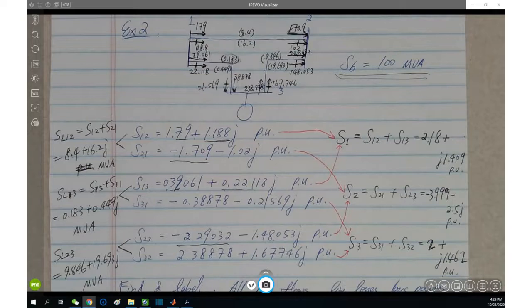So take a look to see any questions. This problem, this example, pretty much tells us that given the line flows, we can find anything else, and also we should be able to label them into the graph.